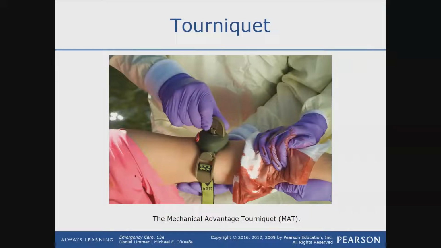So if the cut is here and a joint happens to be approximately 2 inches above the site, we're going to go 2 inches above that joint. So 2 inches above the actual site, and if there's a joint located above the site, then it's going to be 2 inches above that joint. If for some reason this tourniquet does not work, you have the option of putting a second tourniquet right above the first tourniquet.